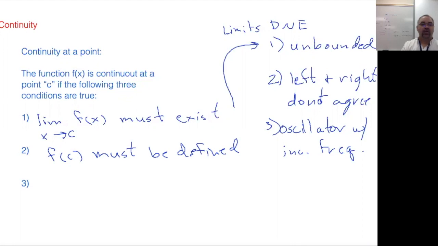And thirdly, the limit as x approaches c of f of x needs to be f of c. So there's none of this where you're approaching and then there's a hole and there's a dot somewhere else on that vertical line at c. It has to equal f of c. So those were the three conditions that were true for continuity at a single point.